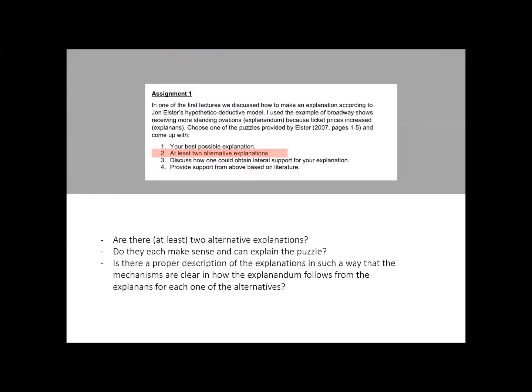Okay, so here we are. Are there at least two alternative explanations? Is there a proper description of the explanation in such a way that the mechanisms are clear in how the explanandum follows from the explanans for each one of the alternatives? Again, are there two proper explanations, and are they outlined in the same way, so that we know how we get from what we use to explain something to what we want to explain?